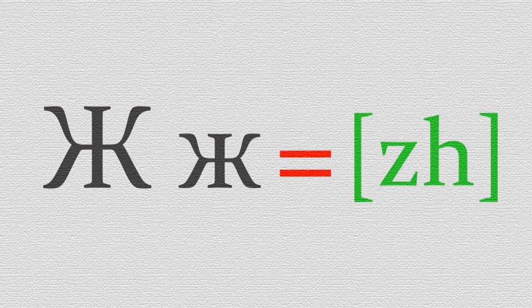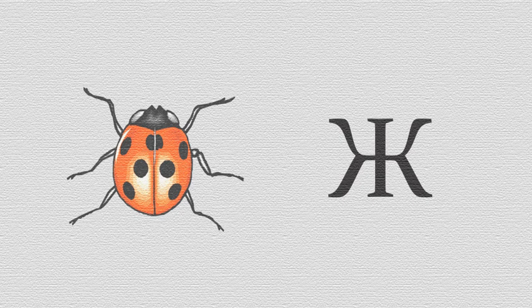Next letter is the letter Zh. This letter is tricky, one of the trickiest in the Russian language for English speakers. In English, there is no such letter. In English, the closest letter is G, but it's not exactly the same. In Russian, we don't have letter G, we have only Zh. Some of my students call the letter Zh the buggy letter, and that can help you to remember how this letter looks and how to pronounce it.